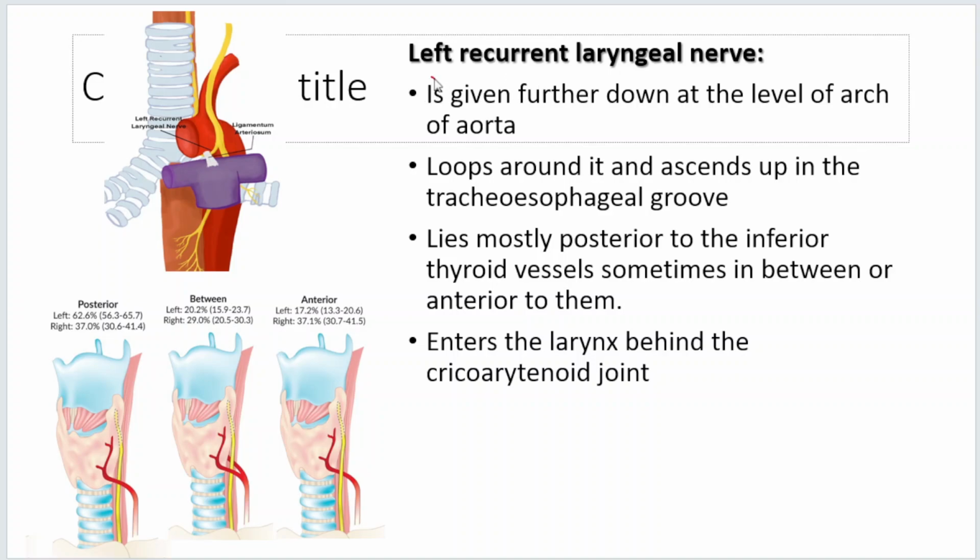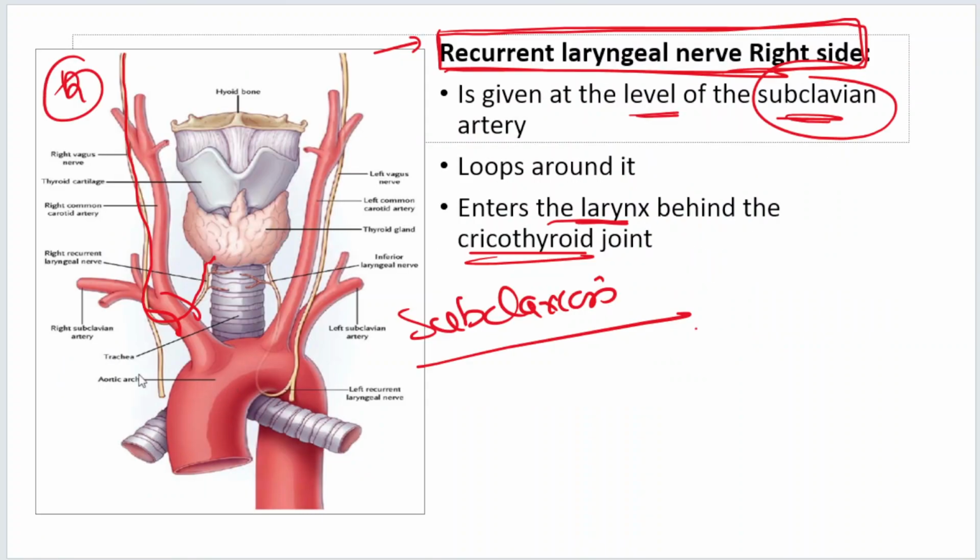Okay, left recurrent laryngeal nerve. The left recurrent laryngeal nerve goes further down. The right recurrent laryngeal nerve is given off at the level of the subclavian artery. This is the left recurrent laryngeal nerve, going further down. Now it is looping around the arch of the aorta. After looping around the arch of the aorta, it has the same course in the tracheoesophageal groove, and then it goes further to enter the larynx at the level of the cricoarytenoid joint. So this is given off at a lower level on the left side.